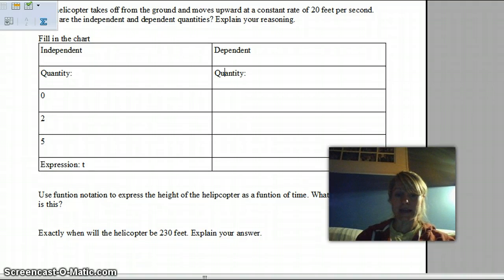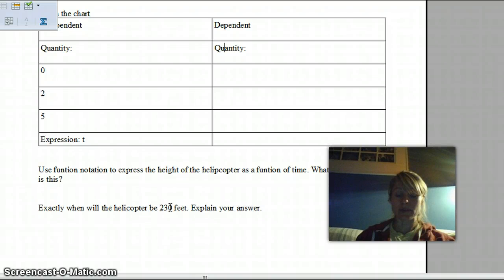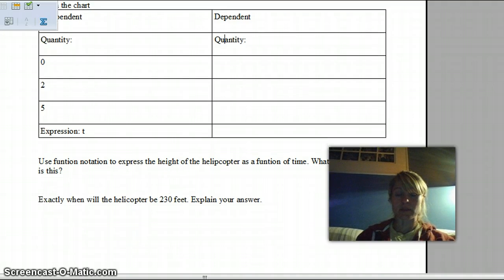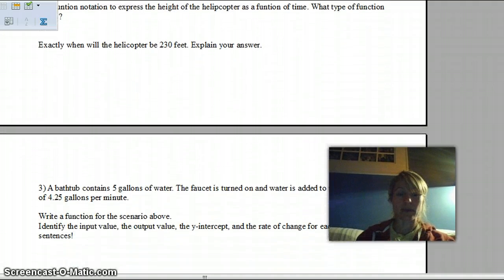And then again, when exactly will the helicopter be 20 feet off the ground? 20 feet, that's the dependent, so that has to go in for your f of x or your h of t, depending on what you do here. So you have to make sure you can plug that in, right?